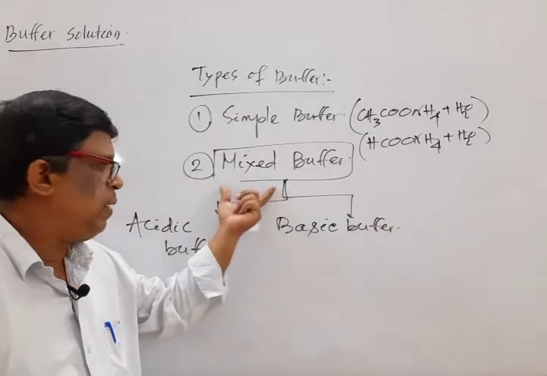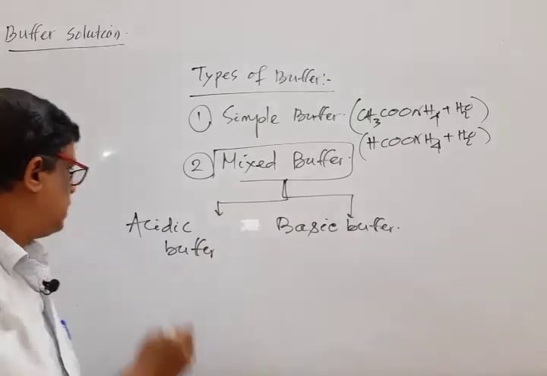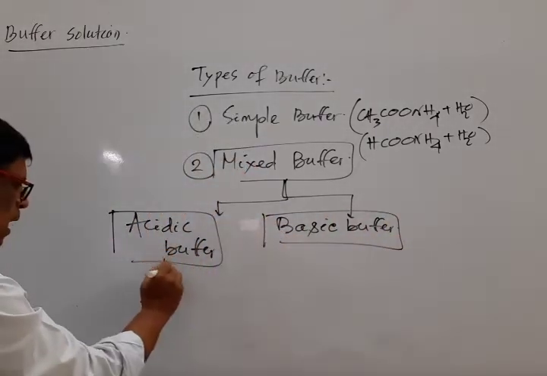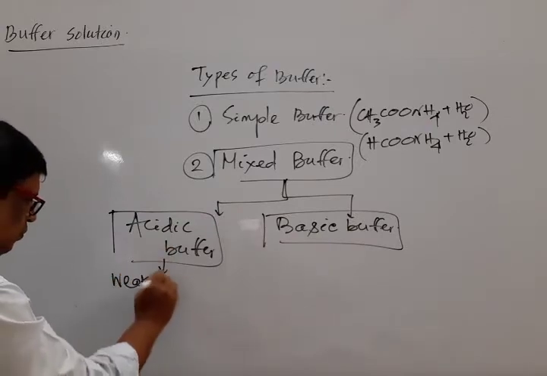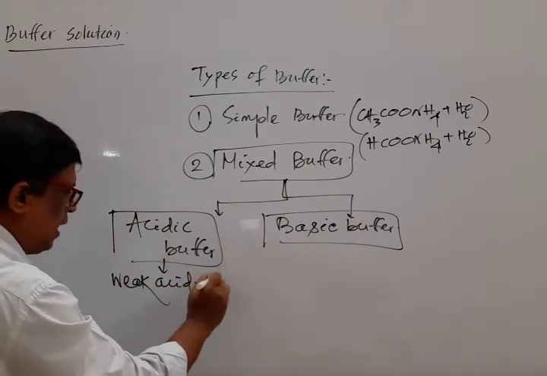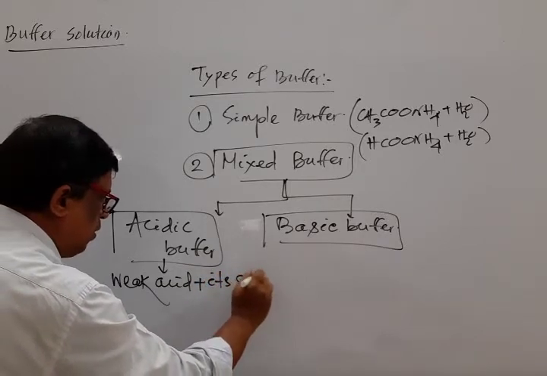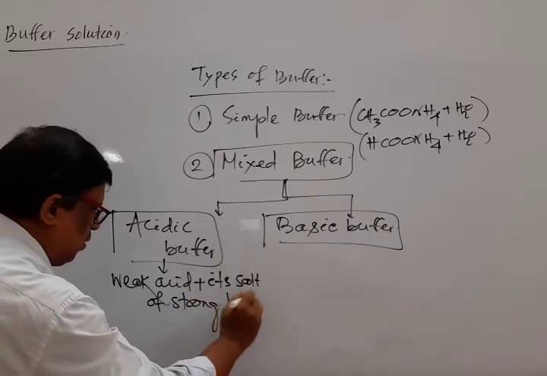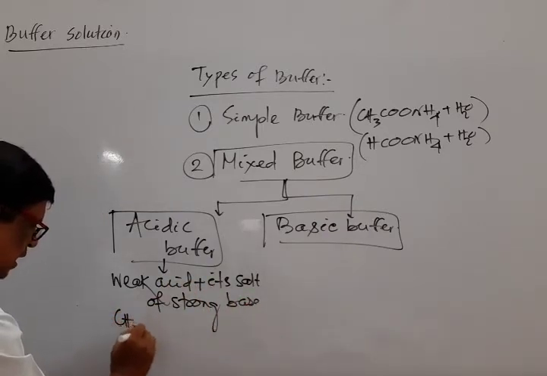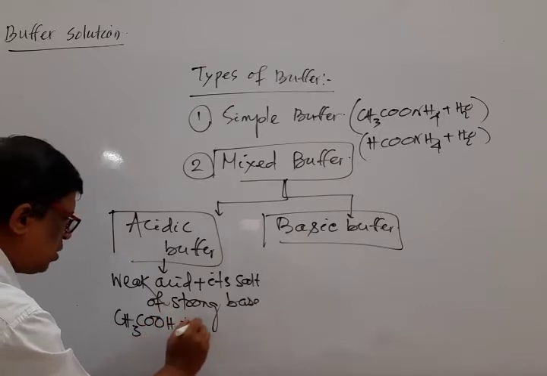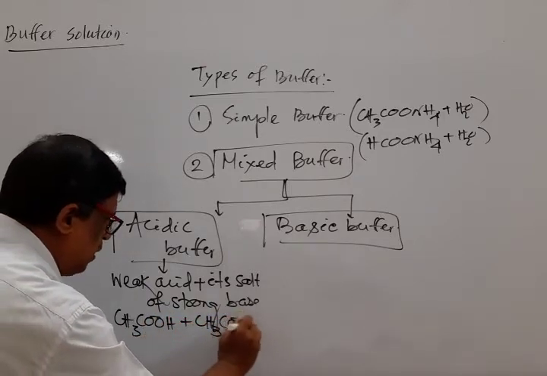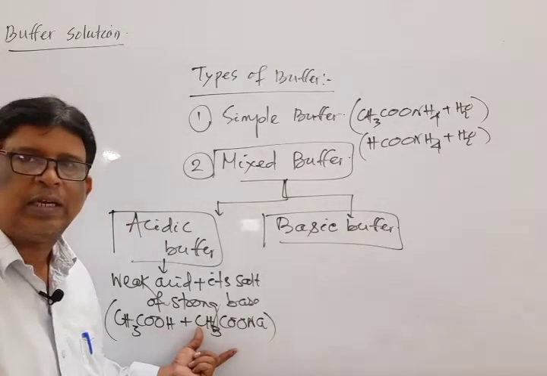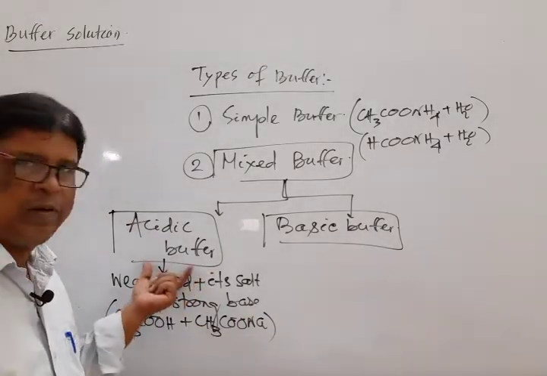Next, the second one is mixed buffer, two types. One is acidic buffer, one is basic buffer. Acidic buffer is prepared by addition of a weak acid and its salt of a strong base. Mark that, weak acid, that is acetic acid, and its salt of strong base, that is sodium acetate. The mixture of acetic acid and sodium acetate acts as the acidic buffer.